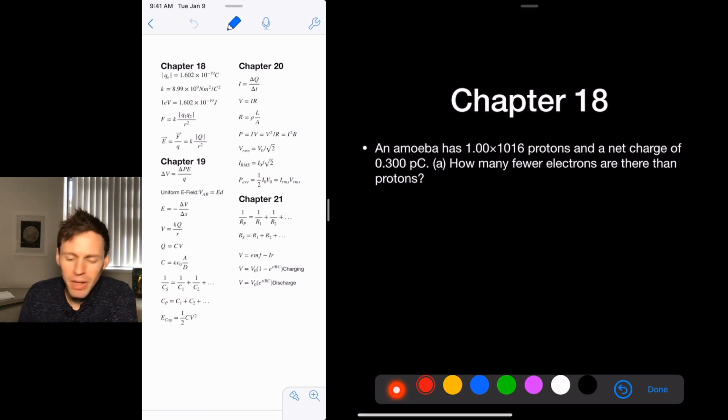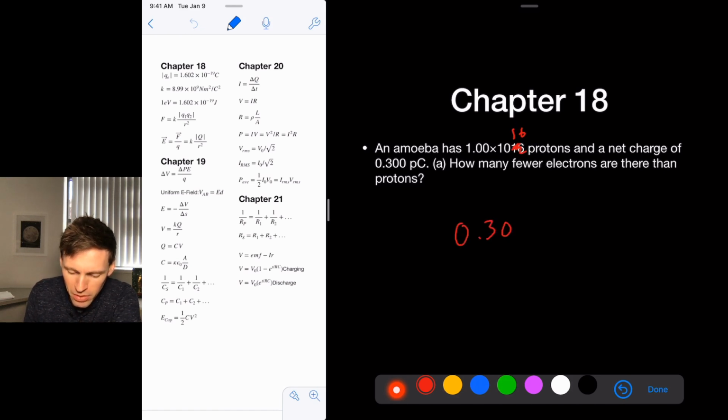Let's say you got an amoeba here. Let's say it has 1 times 10 to the 16 protons and a net charge of 0.3 picocoulombs. How many fewer electrons are there than protons? So we know that it has a net charge of 0.3 picocoulombs. So we're going to say that 0.30 picocoulombs is the number of net protons. So we can divide that by 1.602 times 10 to the minus 19 coulombs.